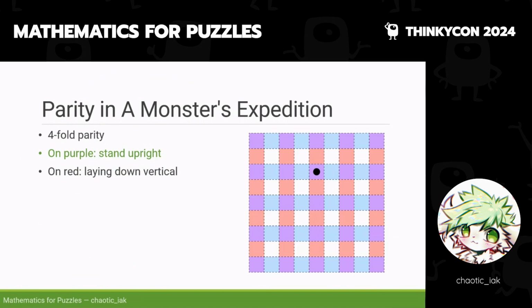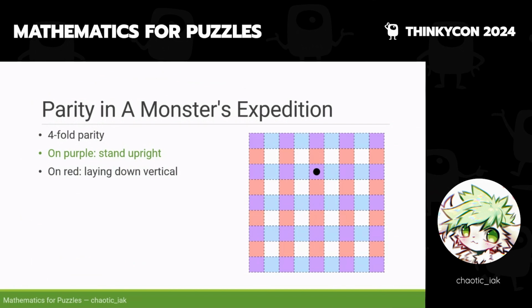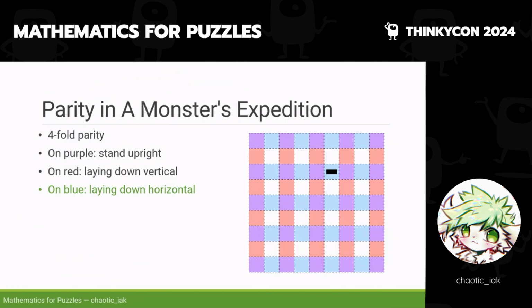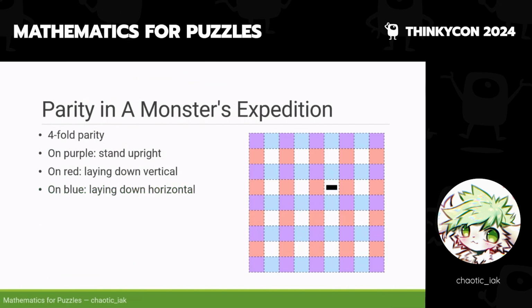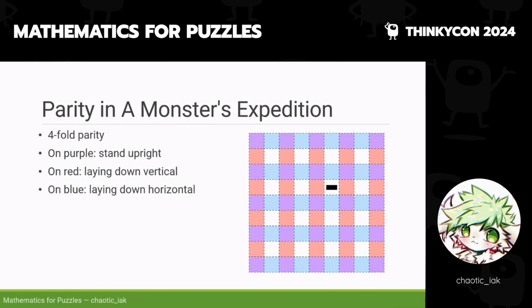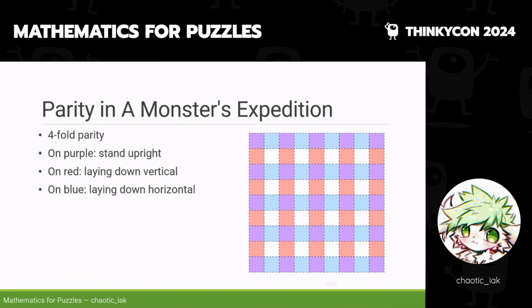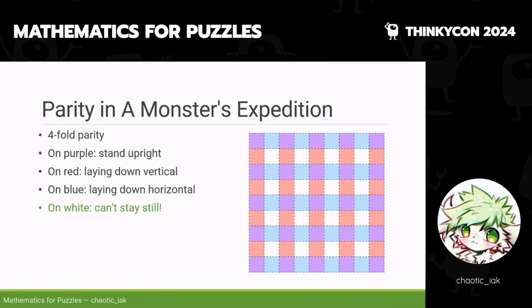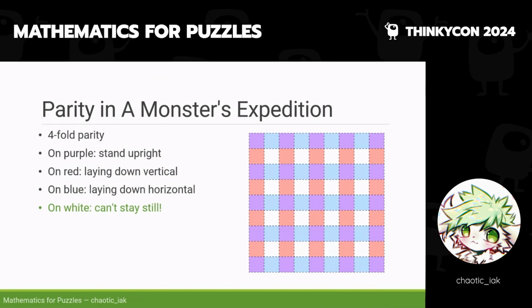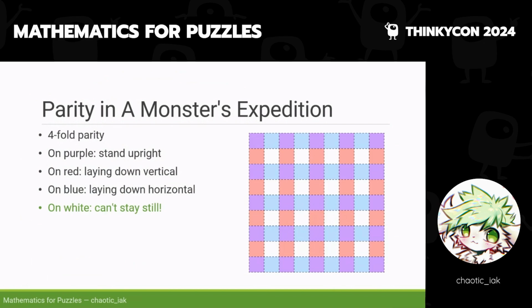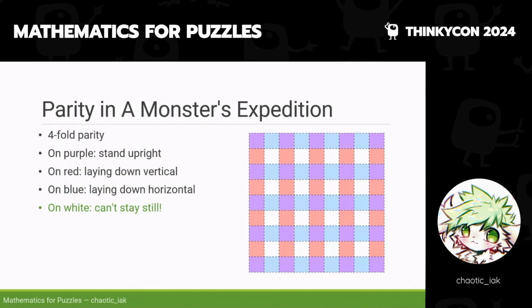So on a purple square, it's going to stand upright. On a red square, it's going to lay down vertically. You get the idea? If you push it sideways, it's going to lay down horizontally on a blue square. And if you try to push it onto a white square, well, it's going to roll off forever. On a white square, it cannot stay still. And that's our parity, our fourfold parity: purple, red, blue, and white.